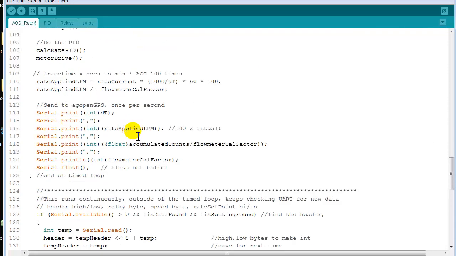And then it just sends back what the accumulated counts are, because it just keeps adding and adding what the accumulated counts are, and then divides that by the flow meter cal factor every time. So you're not taking every frame and adding frames together to come up with accumulated counts. You just count the counts and divide that by the flow meter cal. And that's much more accurate than calculating errors along the way. This is just strictly counts over cal factor. And that's it.